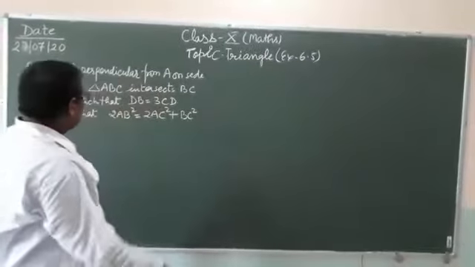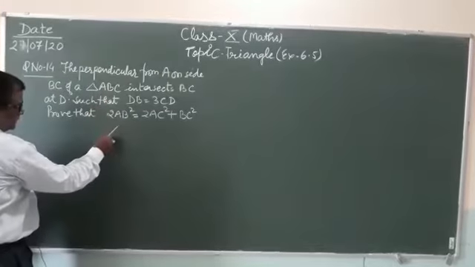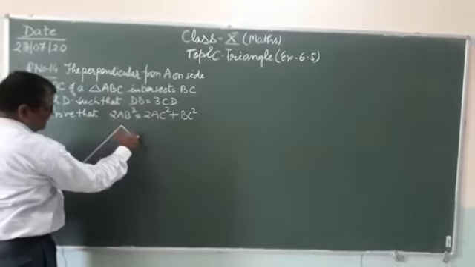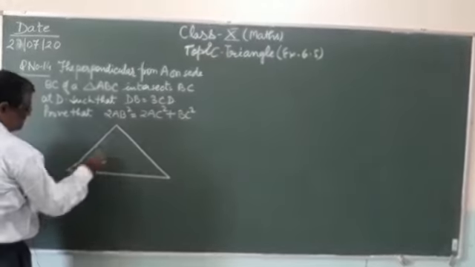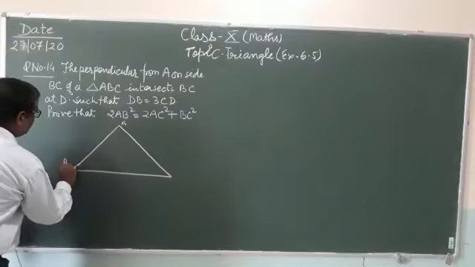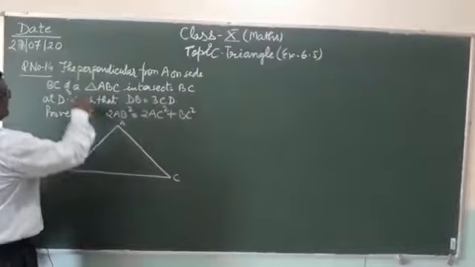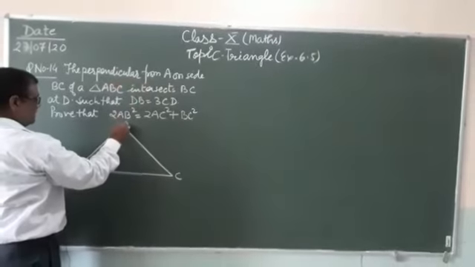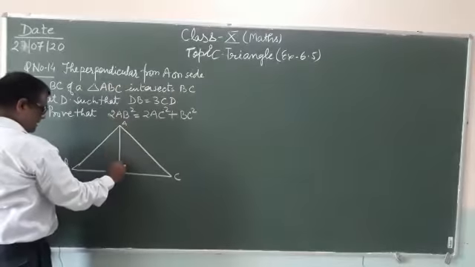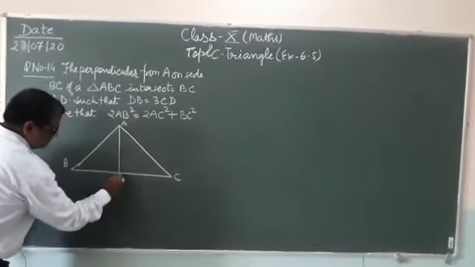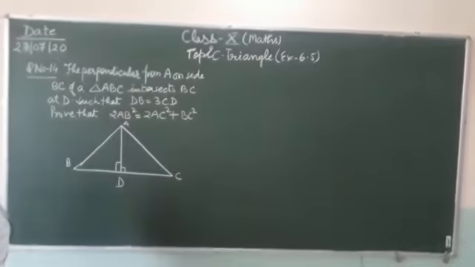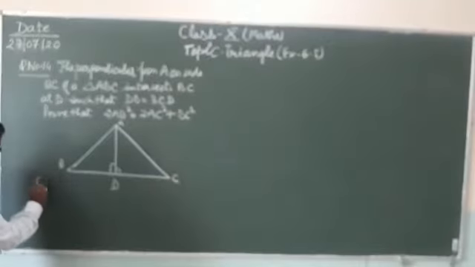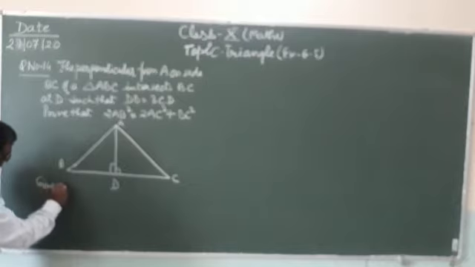So now first of all we draw the figure. Suppose this is a triangle ABC, here is A, here is B and also C, and from A we draw a perpendicular line to BC, that is D, which is 90 degrees. So what is given in this? Now we can write the given.